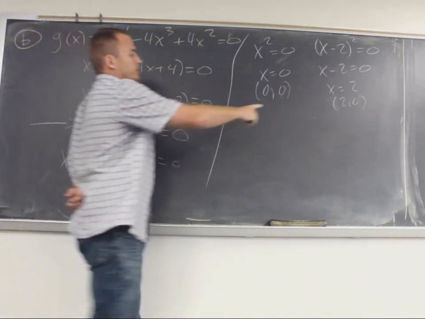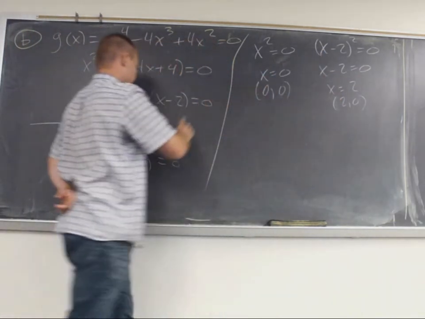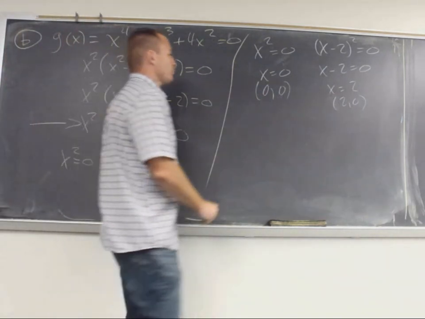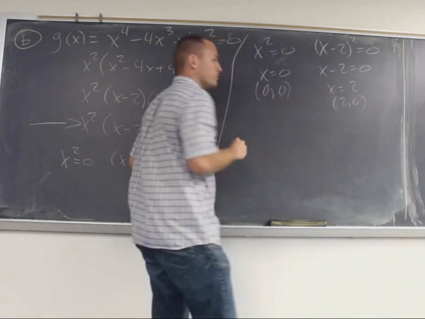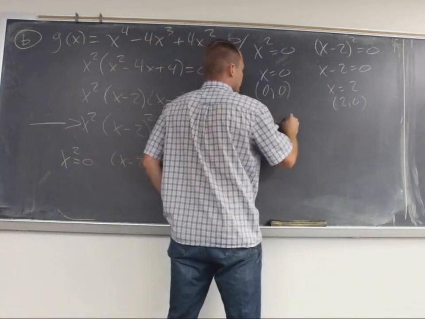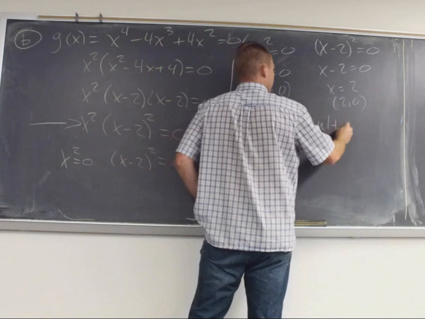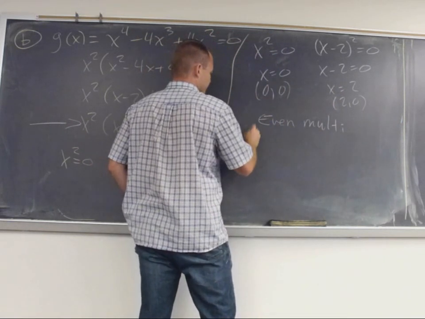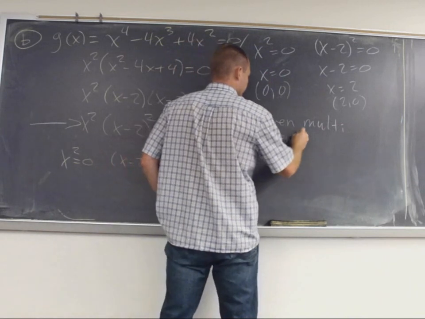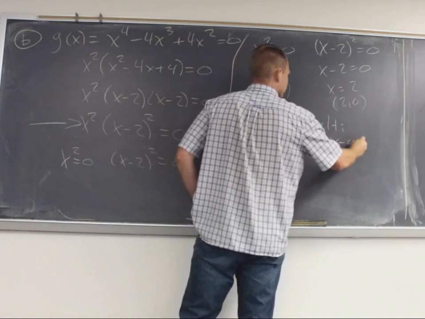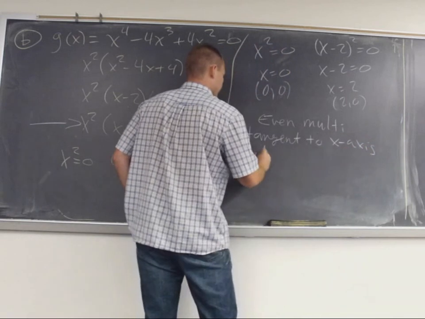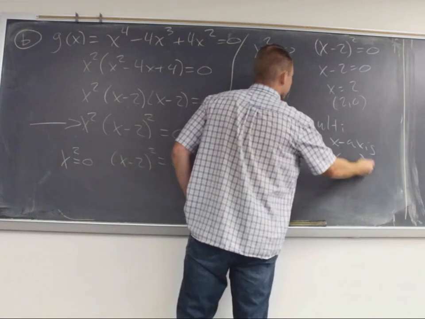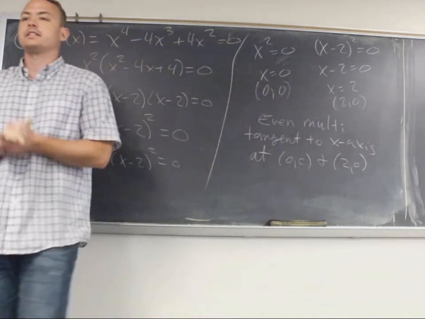And then same thing for this 2 comma 0. See where it originated from. Came back here, and that exponent is 2 there. So both of these are even multiplicity, so I'm going to say even multi, and the graph is tangent to the x-axis at 0 comma 0 and 2 comma 0. Remember, tangent just means touches and turns around.